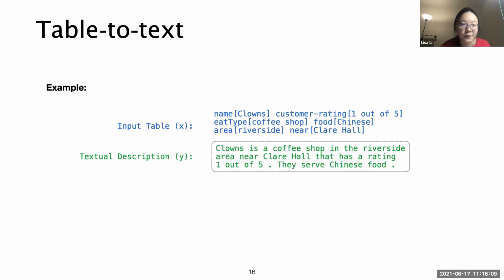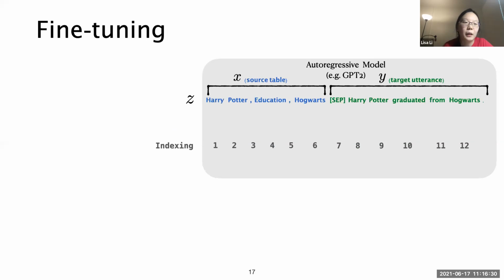Cool. So let's move on to the next slide. For this presentation, I will focus on table-to-text as our example task. And the goal here is to obtain a good model P of y given x, which generates the textual description conditioned on the input table. So the popular paradigm that people use to adapt a pre-trained model for the task is to fine-tune GPT-2 for this task. So we will first go through some notation.